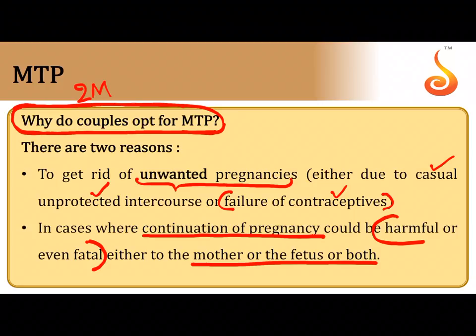So this is of course a very reasonable reason as to why a couple would go for MTP. It's quite reasonable. Yes, it is putting the mother's life at risk or the fetus's life at risk, or it would give birth to a fetus which is having an abnormality and which would suffer for the rest of its life. So two major reasons, please remember, as to what is the necessity to legalize MTP.